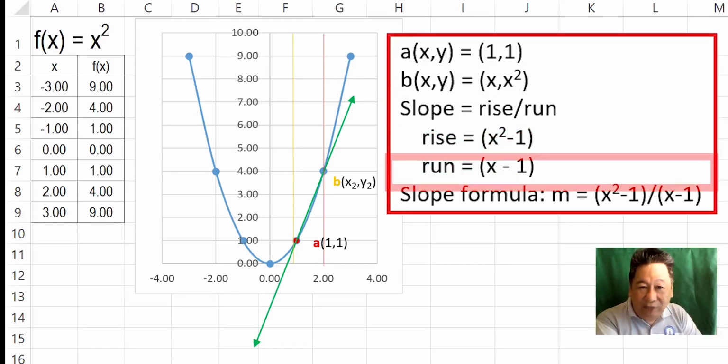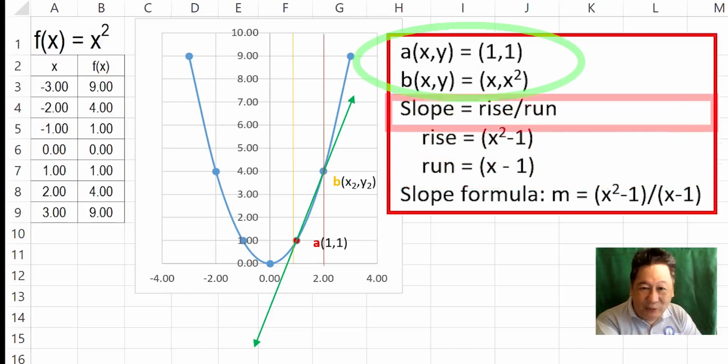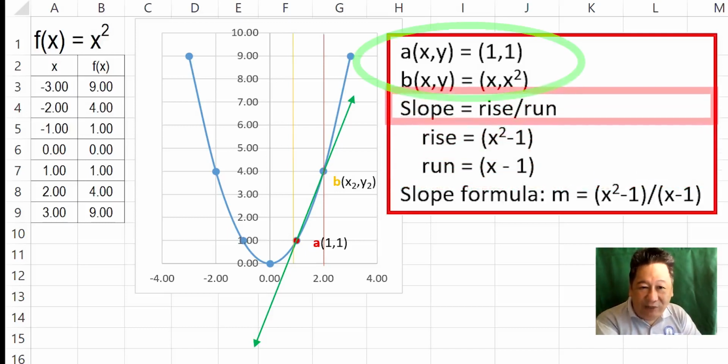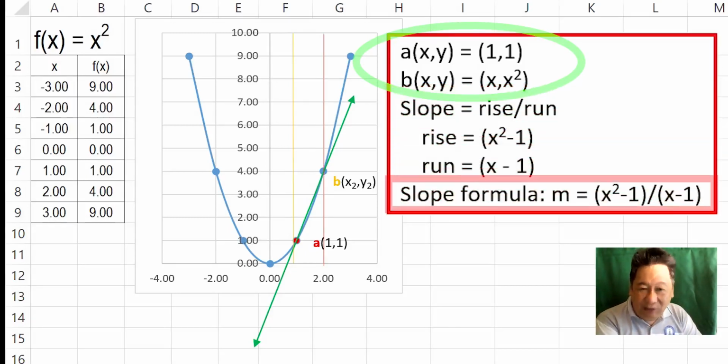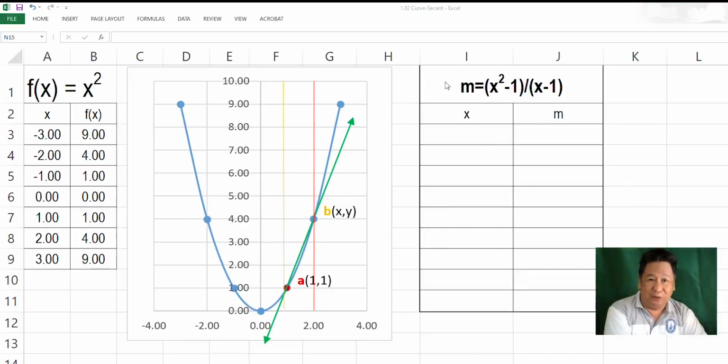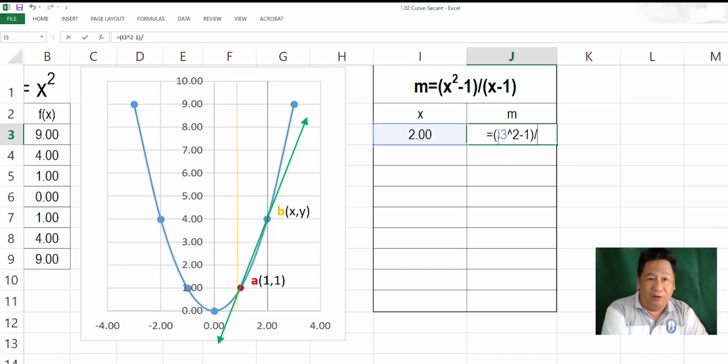Now that we have 2 points, A and B, can we calculate the slope? Yes, using slope equals rise over run, that is m equals (x squared minus 1) over (x minus 1). Let's use Excel to compute the slope of the second line AB, where B is at x equals 2. We enter the formula m equals (x^2 minus 1) over (x minus 1). At x equals 2, Excel gives us m equals 3.